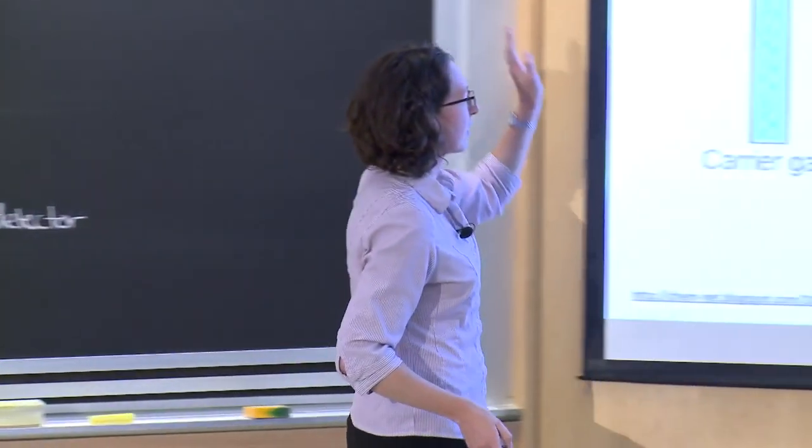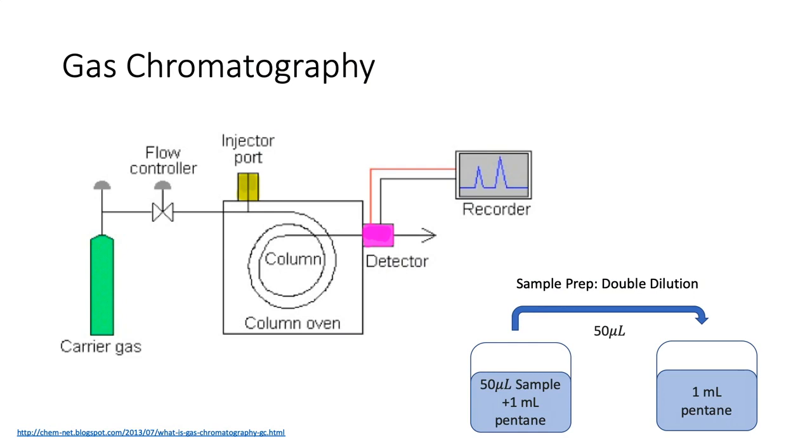So your sample gets inserted into the injector port. This is an oven, so it gets heated up, and you can change the temperature. The difference in the temperature will change the amount of separation that you get.